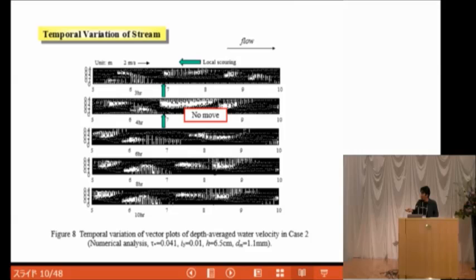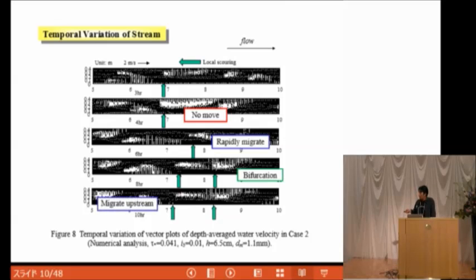In this 1 hour, the location of the local scouring does not migrate to the downstream, it stays there. However, in the next 2 hours, this local scouring migrates to the downstream rapidly. In the next 2 hours, bifurcation is formed and 2 local scouring holes are formed. And in the next 2 hours, the upstream local scouring is shifted to the upstream. So in this way, the temporal change of the braided channel has chaotic characteristics.